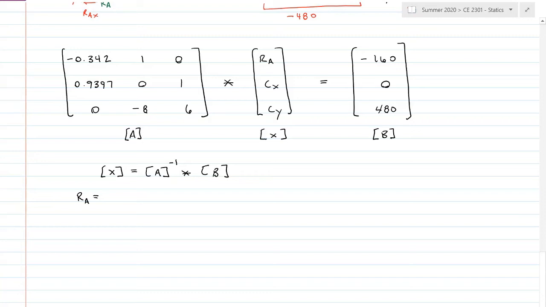And we will find that my reaction at A is equal to 95.5 pounds, and that ended up positive, so that meant my assumption is correct. It is acting 20 degrees from the vertical. My reaction CX is equal to 127.3 pounds, and I got that to be negative, so I need to switch my sign to the left, and my reaction CY is equal to 89.8 pounds, and I also got that to be negative, which means I need to switch my sign and it needs to act down.